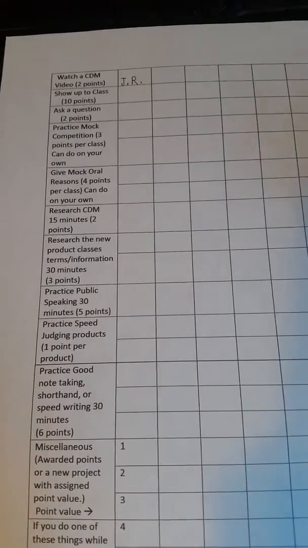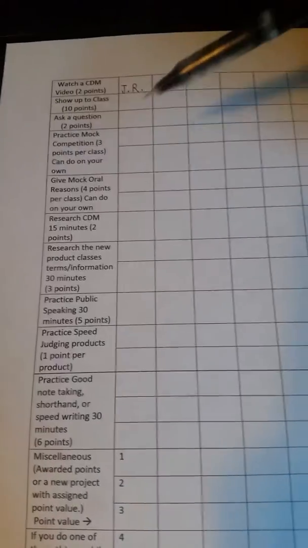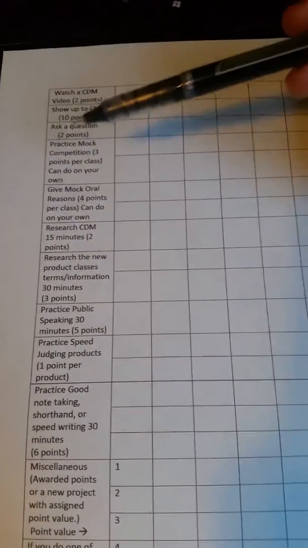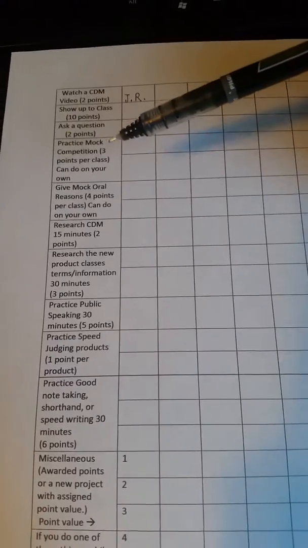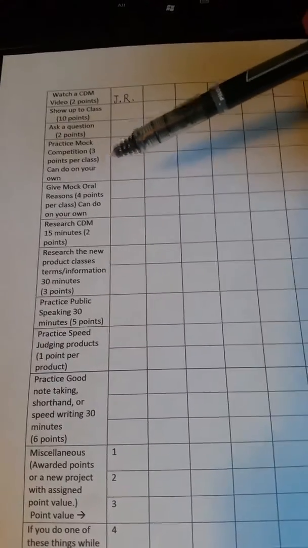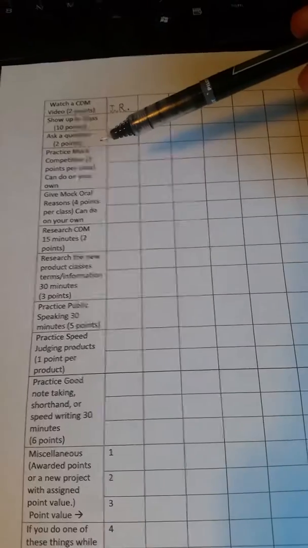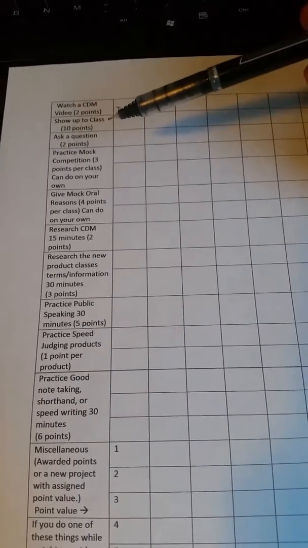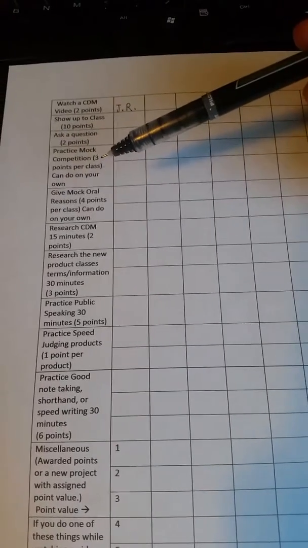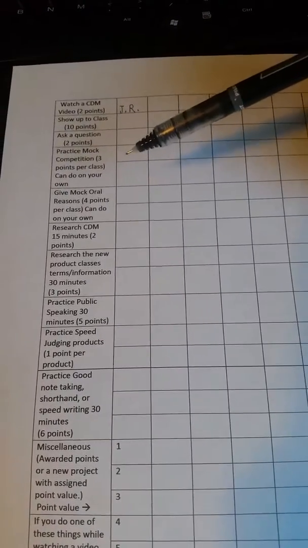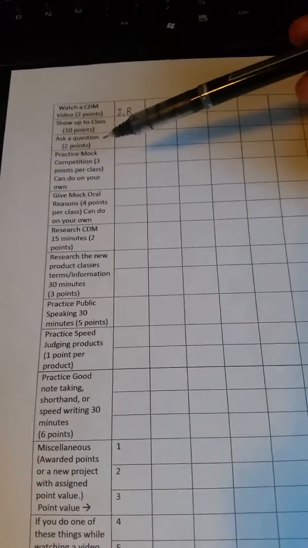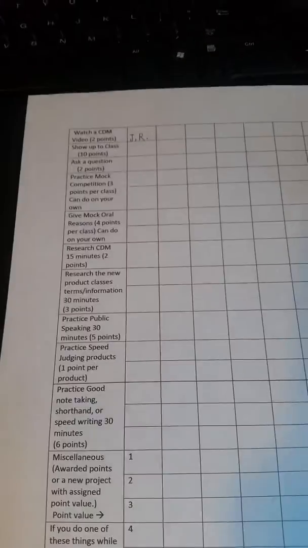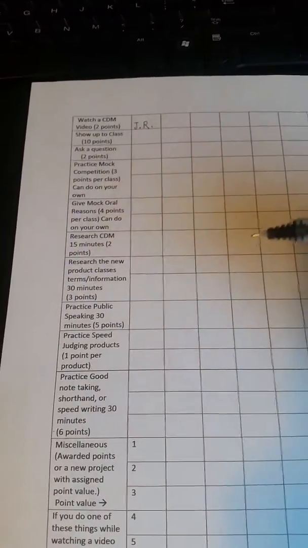Now, when you're filling this out, let's say that once you fulfill something, even if you're working on something else, they both count. So for example, let's say I showed up to a class, and during that class, we practiced a mock competition, and there's only one class in it, right? And I asked 2 questions during that class. I would count the class itself. I would count the mock competition. It says 3 points per class, so I'd initial once over here because we only did one class. And then because I did 2 questions, I'd put 2 initialings. And so that's how you actually fill this out.